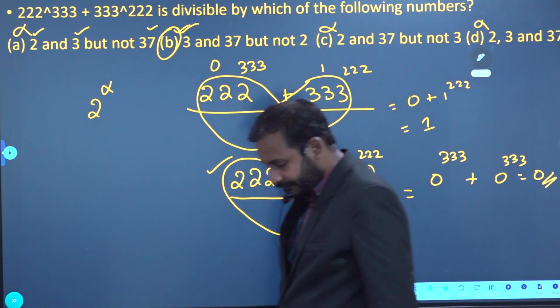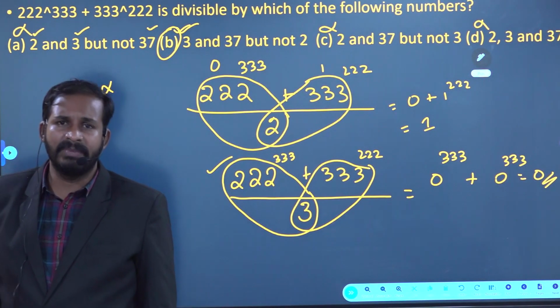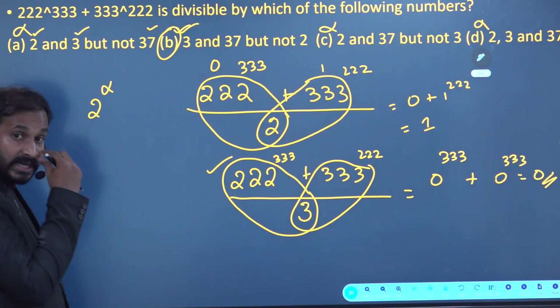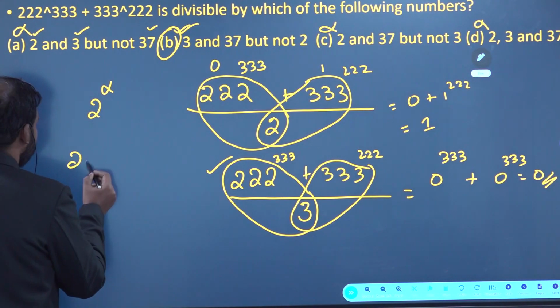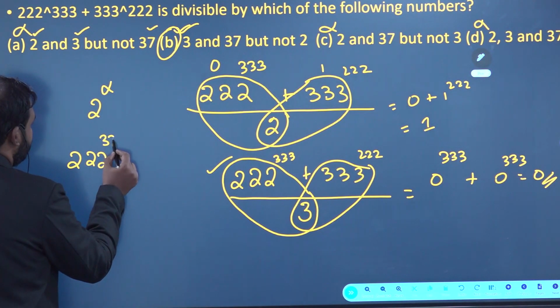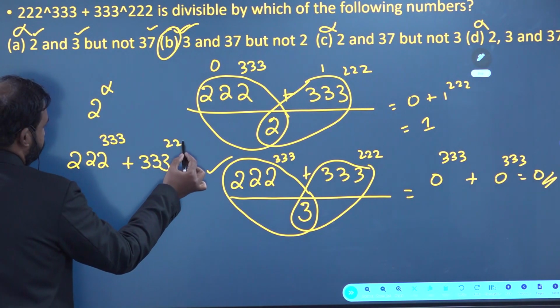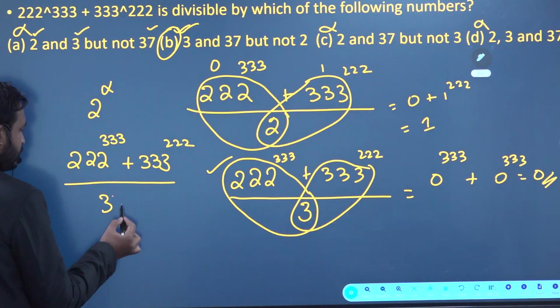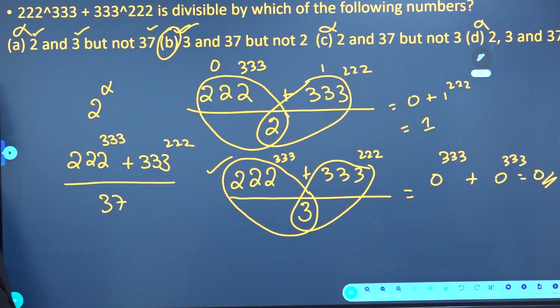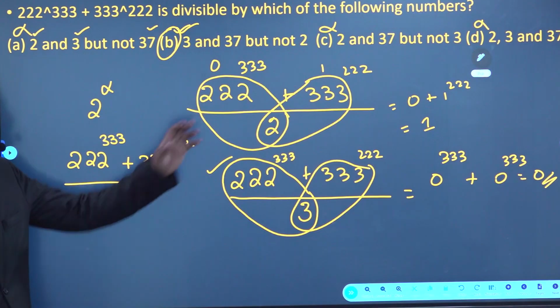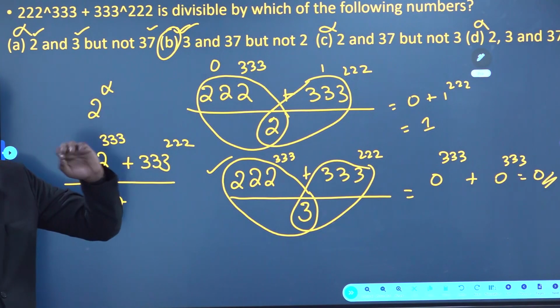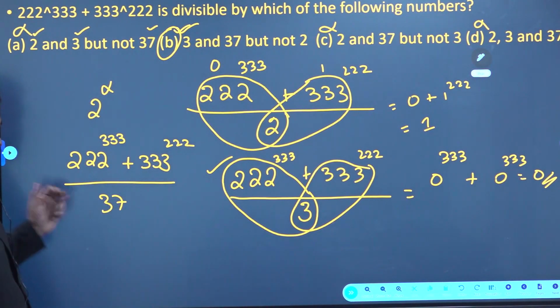Next, 37. 37 is a prime number, right, students? 37 is a prime number. So please see here. 322 power 333 plus 333 power 322 by 37. I need to check whether it is divisible by 37 or not. If you are smart, by solving with 2 only, you can decide the answer. But for your knowledge's sake, I am telling this one.